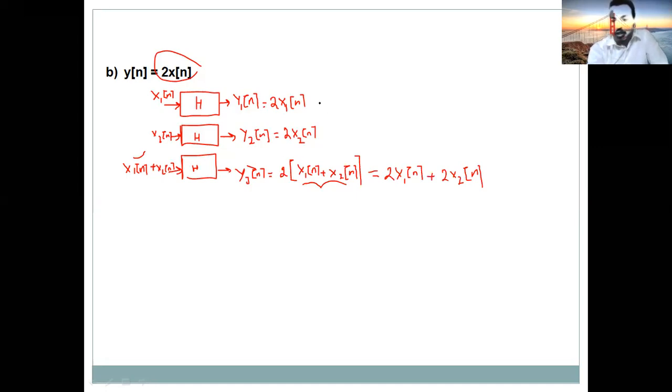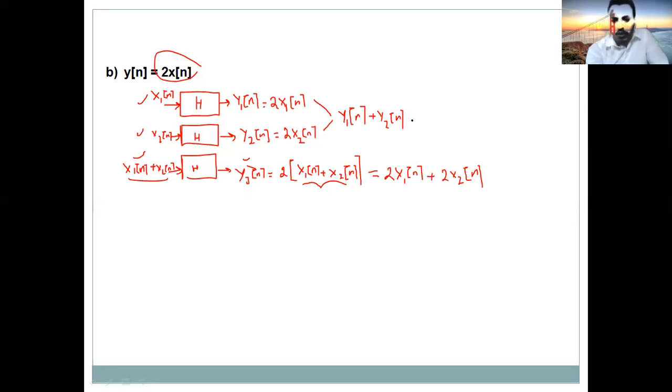Now to check superposition, add the two individual outputs, y1 of n plus y2 of n. What are these two? The outputs when the inputs are applied individually. What is y3? The output when we add the two inputs and apply them together. The signals are applied together at the same time, added together and applied to the system, the output y3.